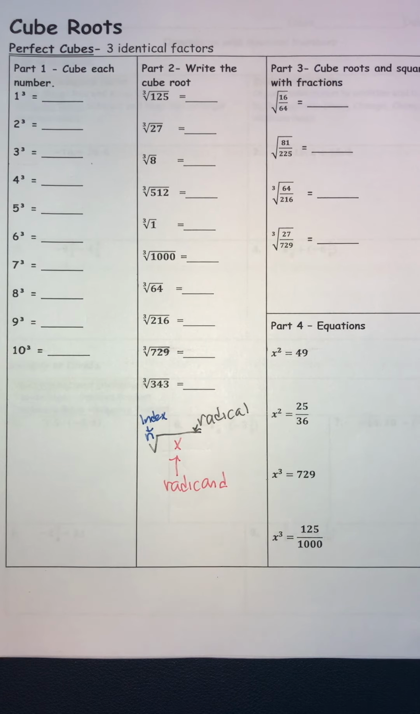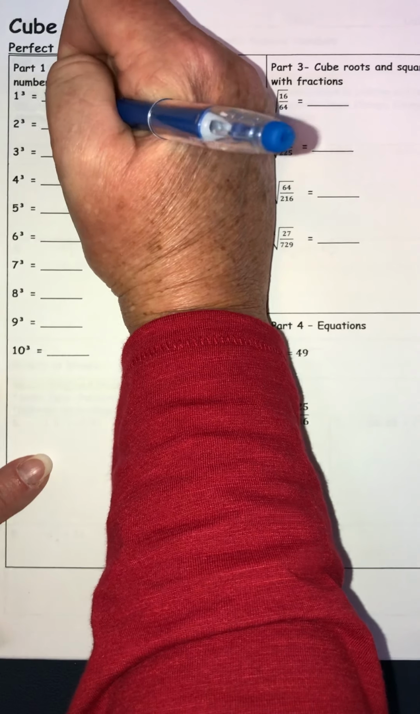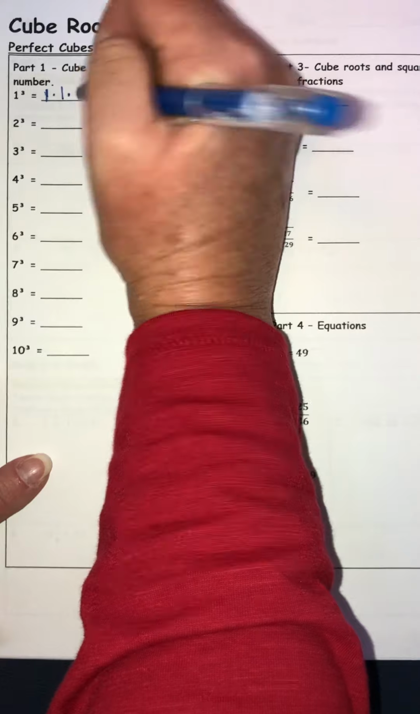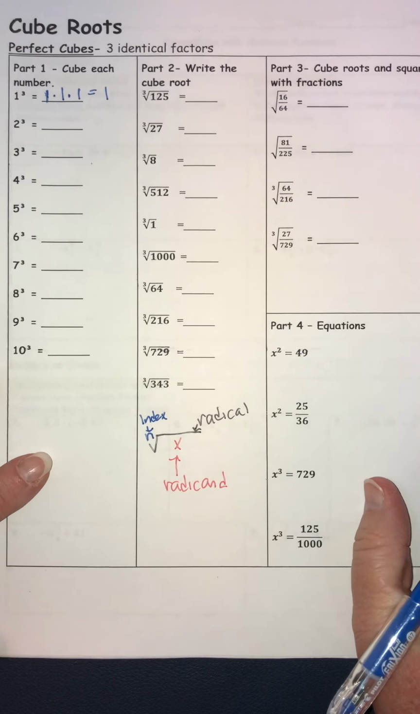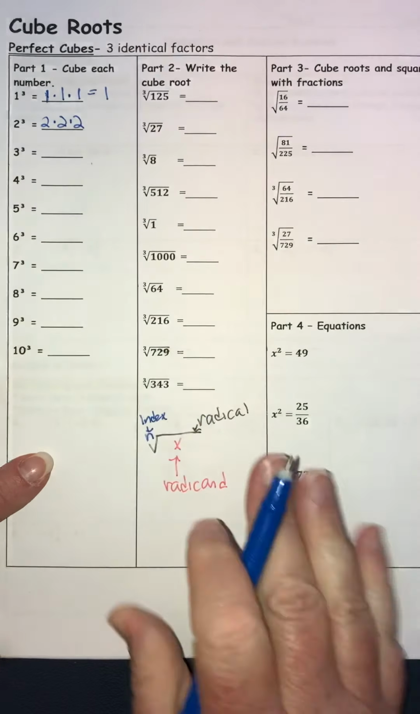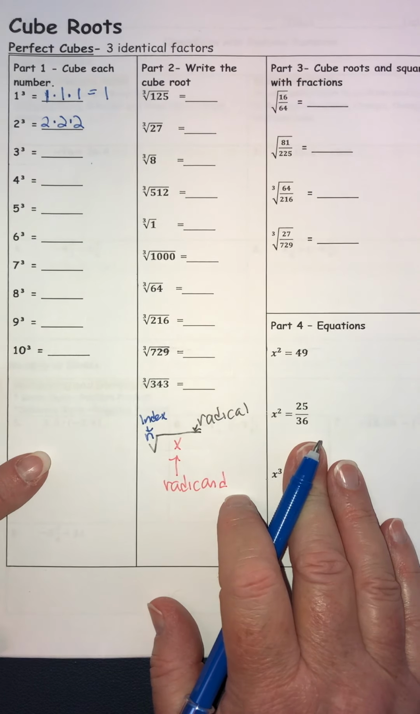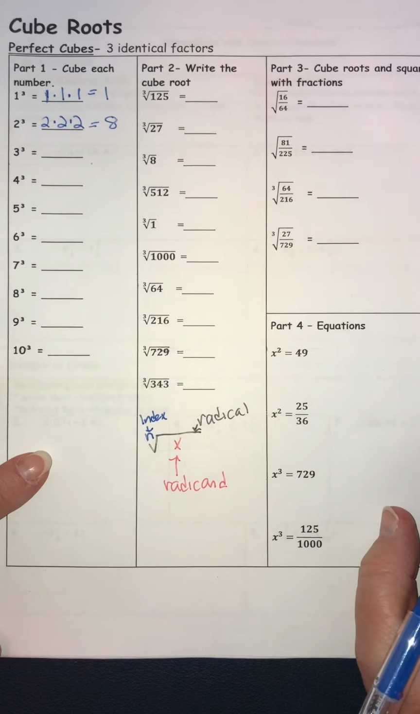When I say I want you to cube each number, what I mean is you are going to multiply that number by itself 3 times. So if I have 1, that's like saying 1 times 1 times 1, which I know is still 1. So when I cube, 1 cubed equals 1. Let's try one more together. So 2 cubed would be 2 times 2 times 2. So 2 times 2 is 4, times 2 is 8. So 2 cubed equals 8.